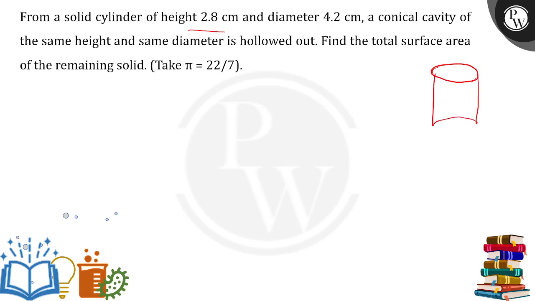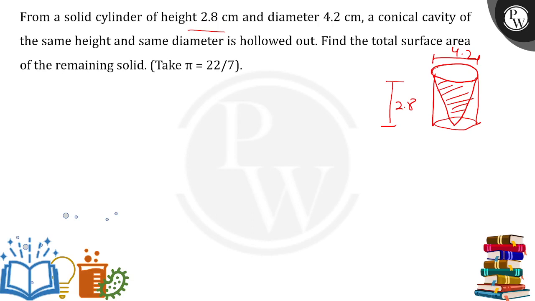This is a cylinder. From the cylinder, what they have done is they have just carved out a cone. They have carved out a cavity, that is a cone. So the cone would be something like this, going something like this. So this much of the thing is out of the cylinder. Now the height is given to you as 2.8. They have given you the diameter, that is 4.2. So over here now you can find the total surface area of the remaining solid.